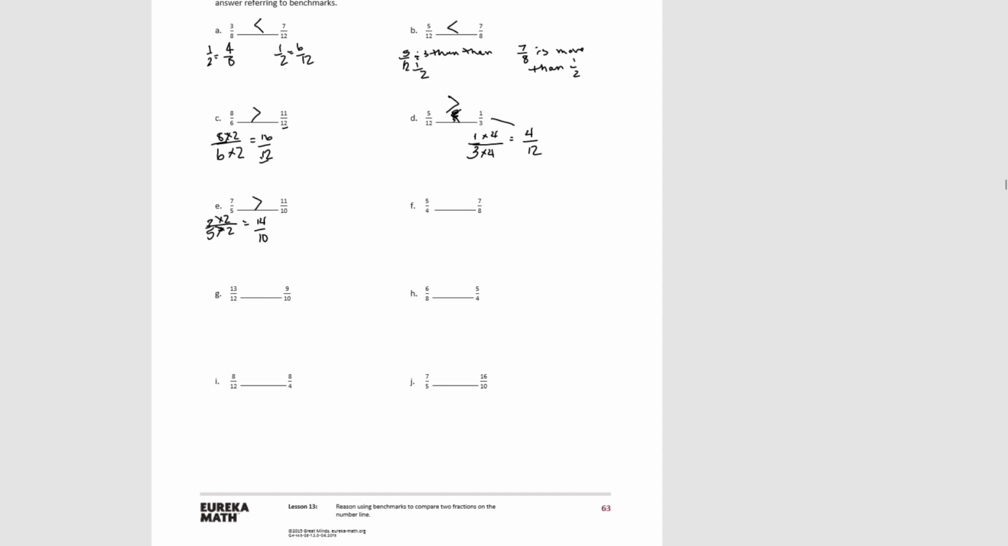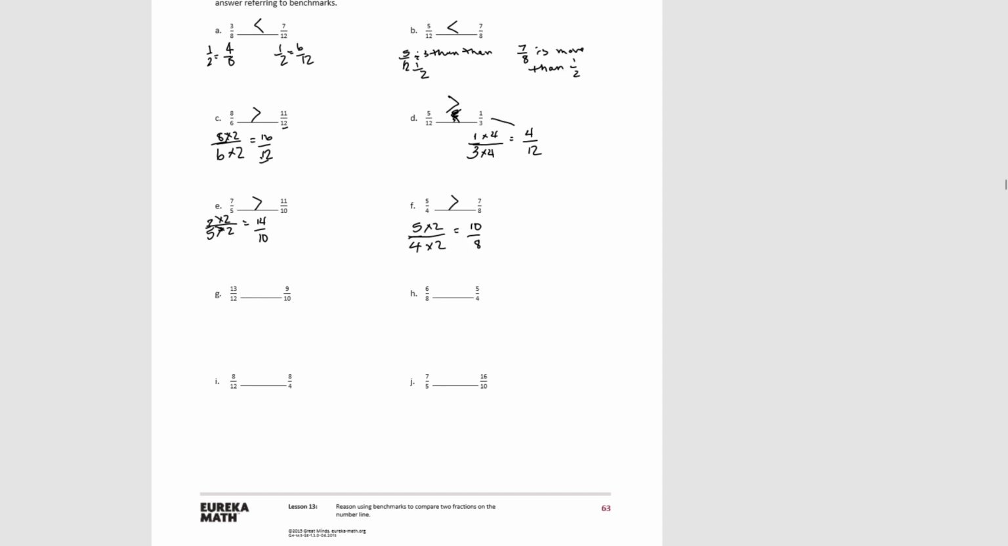For F, again, we see 4 is a factor of 8, so we could easily multiply the numerator and the denominator by 2 to get 8s, and we get 10/8. So we can see that 10/8 is greater than 7/8. Try G.